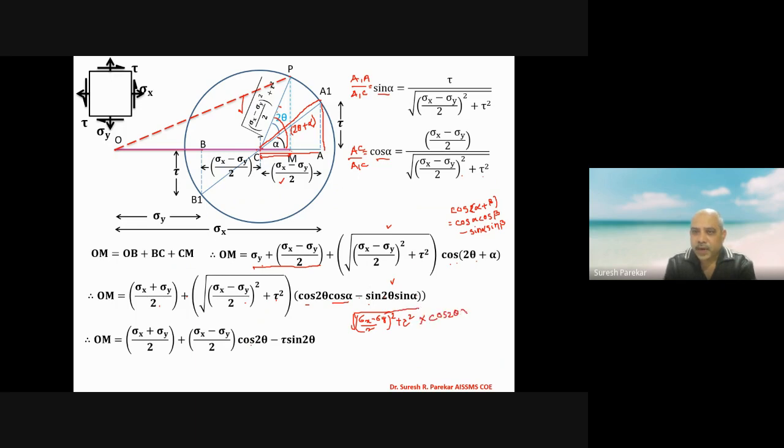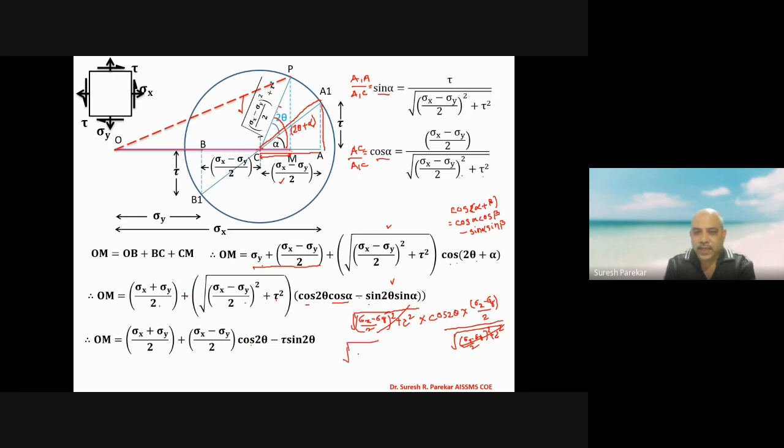And if we put cos alpha, then we have (sigma x minus sigma y)/2 divided by root of ((sigma x minus sigma y)/2) whole square plus tau square, and these terms get cancelled, and we will have only the term (sigma x minus sigma y)/2 cos 2 theta. And in the same way we have for tau sine 2 theta.